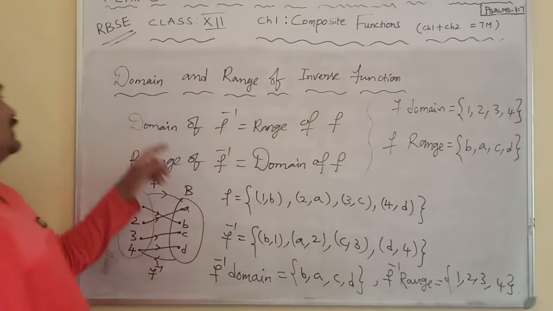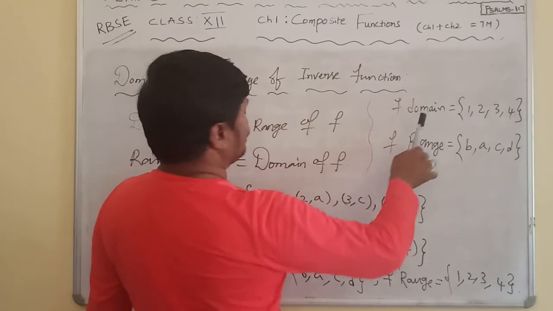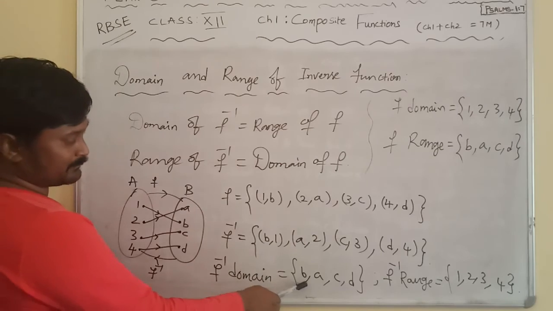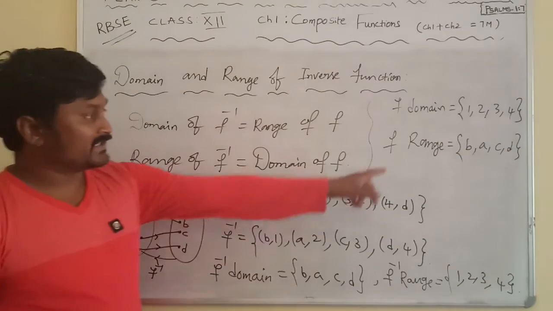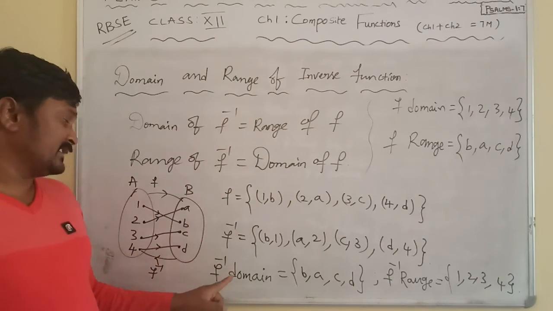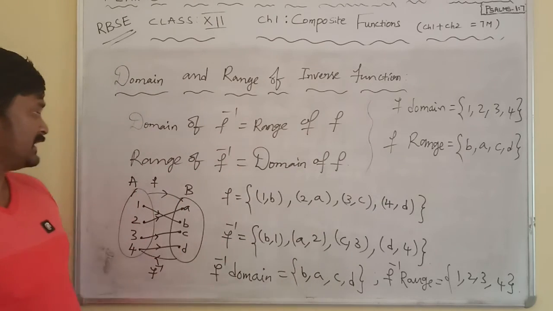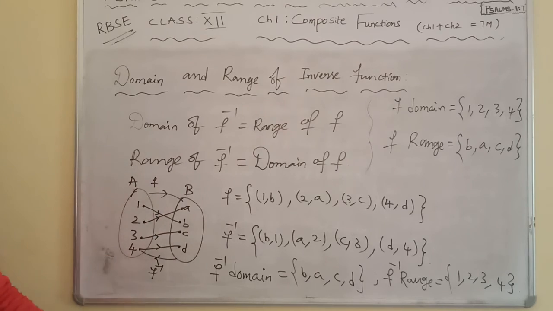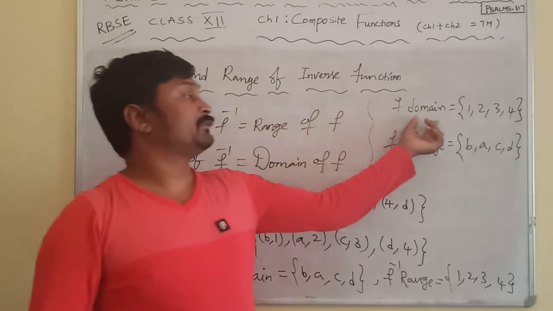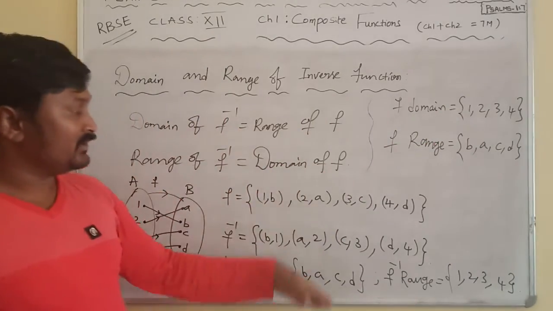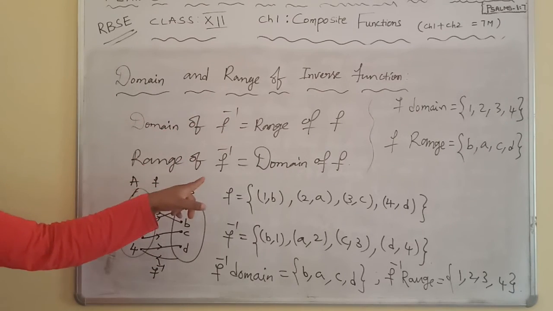Now observe that the domain of f inverse is equal to the range of f. The domain of f inverse is b, a, c, d, and the range of f is b, a, c, d. So it is clear that the range of f is equal to the domain of f inverse. Similarly, the range of f inverse is 1, 2, 3, 4, which is nothing but the domain of f. In this way you have clearly understood that the domain of f inverse is equal to the range of f, and the range of f inverse is equal to the domain of f.